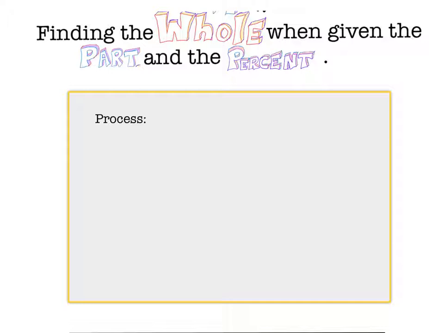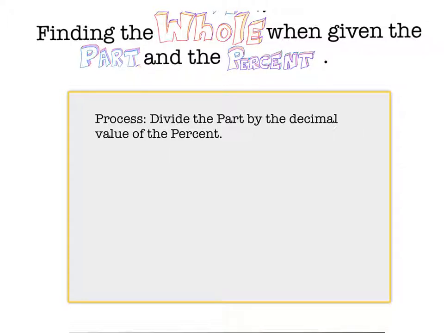If you're given the part and the percent, what you're going to do is divide the part by the decimal value of the percent. And again, that percent always has to be turned into a decimal. But this one involves some division. And so I'll show you an example. You divide the part by the decimal value of the percent, and that will give you the whole. So I'll do a quick example.